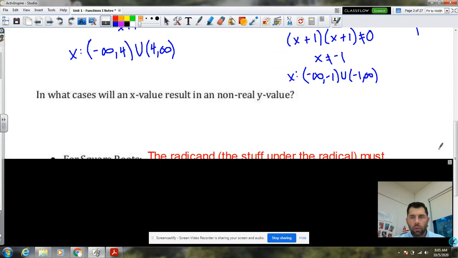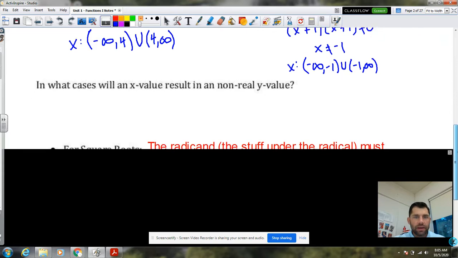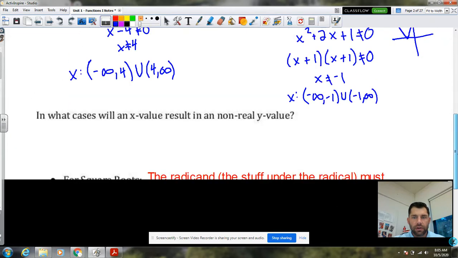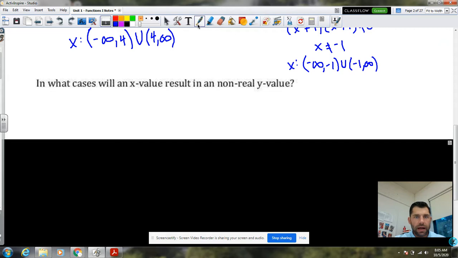Okay, the next thing. In what cases will an x value result in a non-real y value? So non-real is our key there. When we're talking about these domains, we're looking at the real number domain. So if you remember all your symbols, the real number domain, negative infinity through positive infinity. Non-real numbers show up when the radicand, the stuff under a radical, and I guess I'll just write it like this, is less than 0.